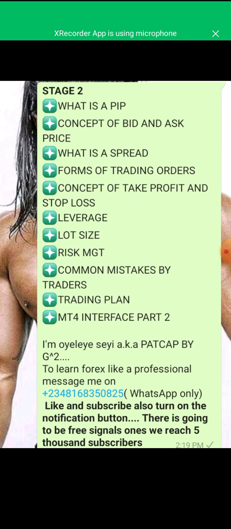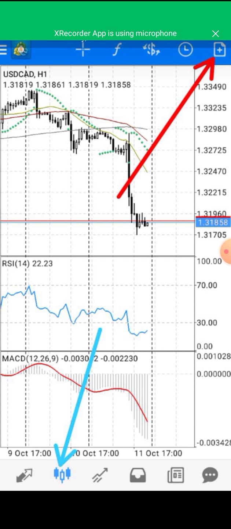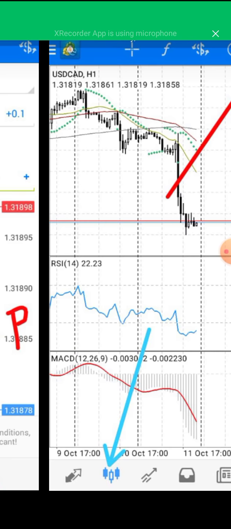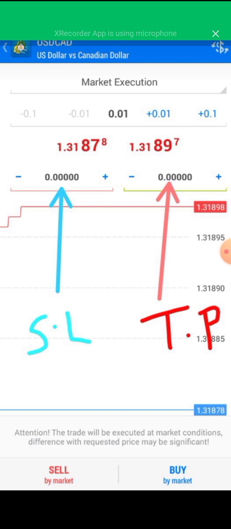So to that concept of take profit, this is where you click on this. Once you open your MT4, I believe you all have downloaded your MT4 from part one. Once you click on this particular blue arrow, then you click on this red arrow next. So it should take you here to see the SL is the stop loss. This is where you input your stop loss, and the TP is the take profit. This is where you input your take profit. Are you getting what I'm saying?